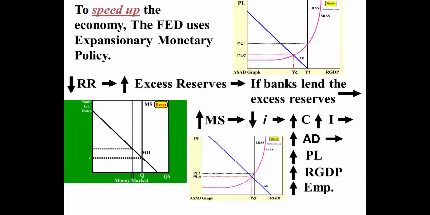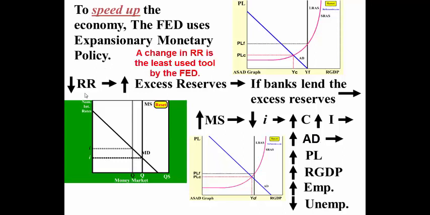Employment also goes up. As more output is being produced, then employment goes up, which means then that unemployment goes down. Expansionary monetary policy using the reserve requirement could get the economy to move from a recessionary gap closer to, if not all the way to, full employment.